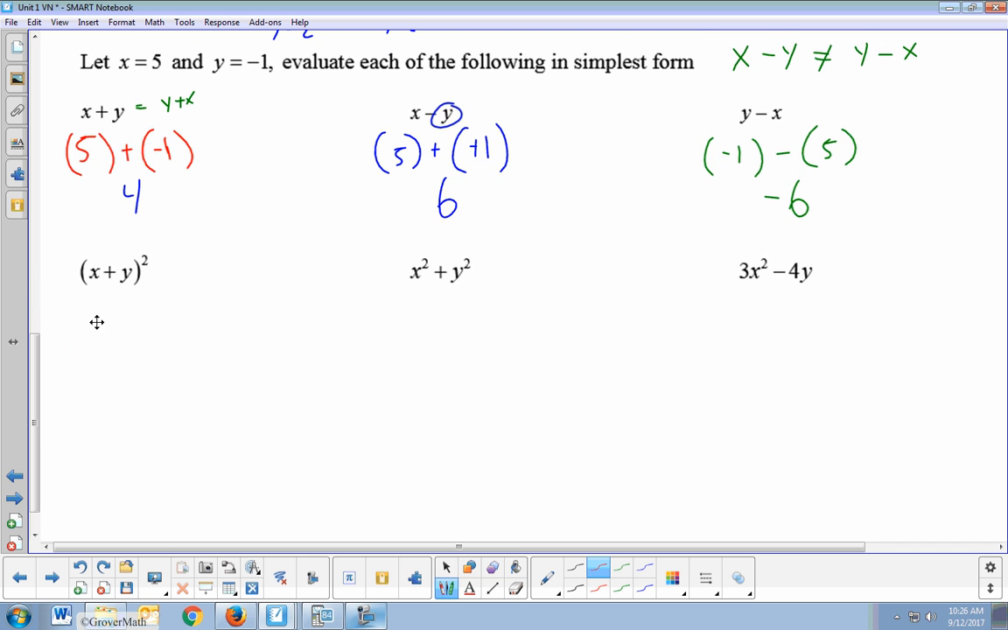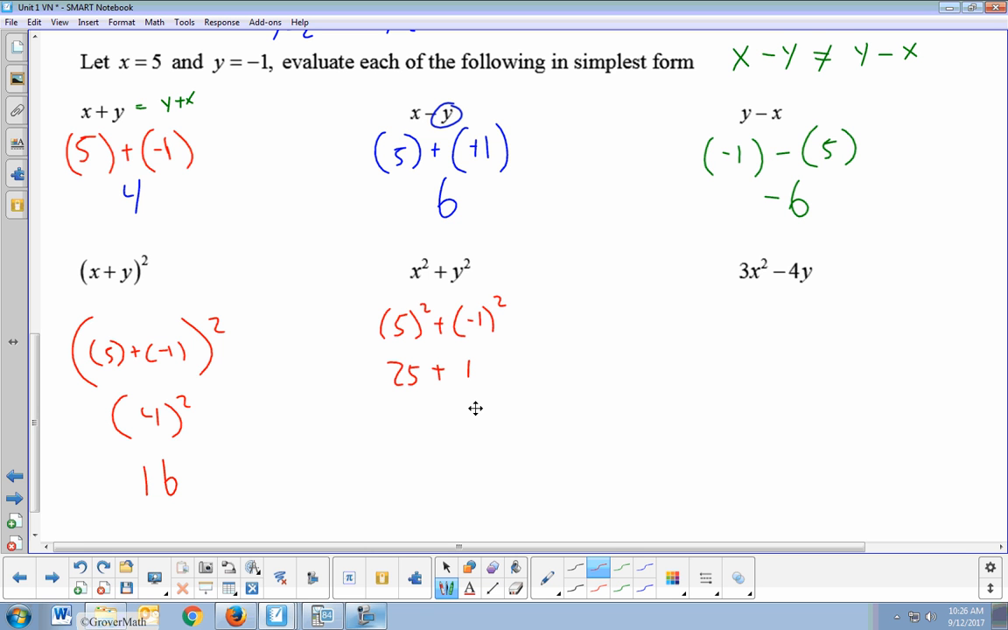Okay, just a couple more here, and then we're done. So I'll plug in here. This is a 5 plus y, so 5 plus negative 1, and then that whole thing's being squared. That whole thing comes out to be 4 squared, so that is 16. Here I have a 5 being squared and a negative 1 being squared. 5 squared is 25 plus the negative 1 squared is positive 1. Remember, a negative squared is positive. Result, 26.